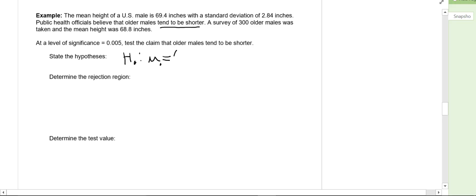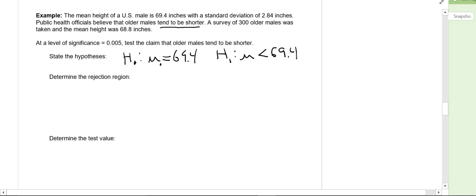In this particular problem, you read it. The typical mean height of a U.S. male is 69.4 inches, but public health officials feel that older males tend to be shorter. They're claiming that older males' average height is not this, that they're actually shorter. So again, the null hypothesis is basically the status quo, that the mean actually is 69.4. The alternative hypothesis is typically associated with the claim, and the claim here is that the mean for older males is actually below 69.4.